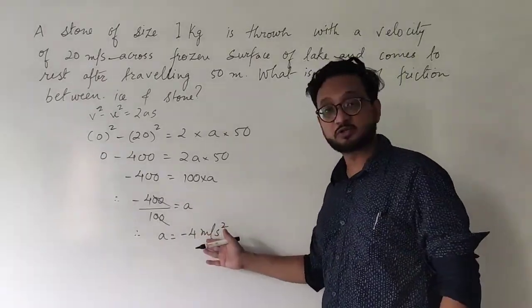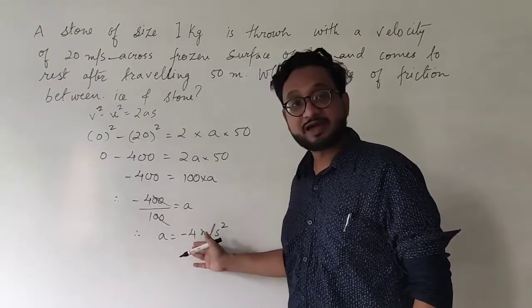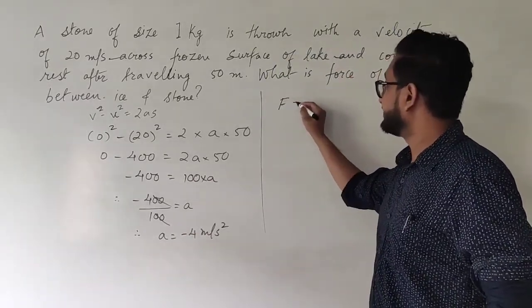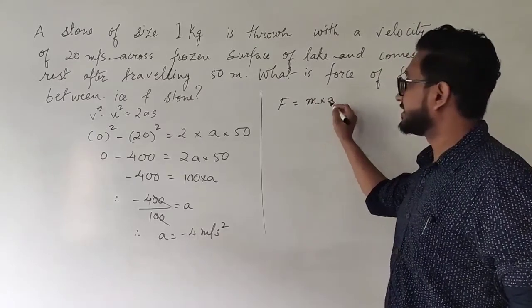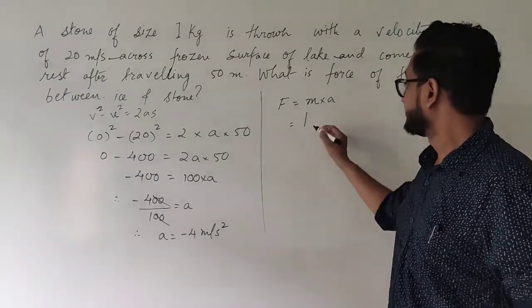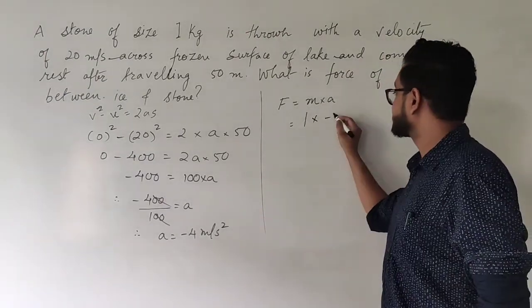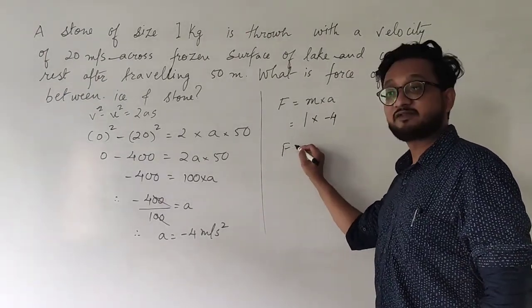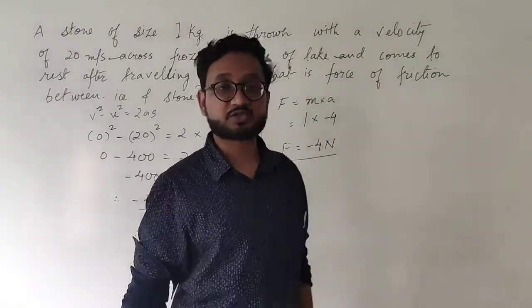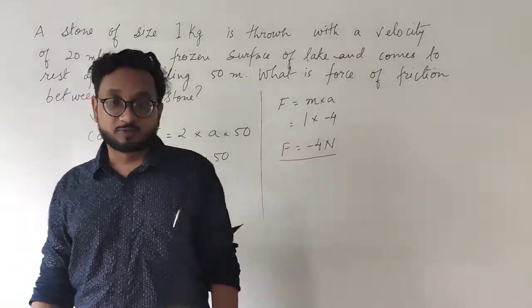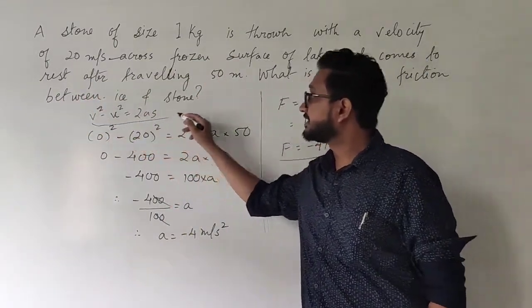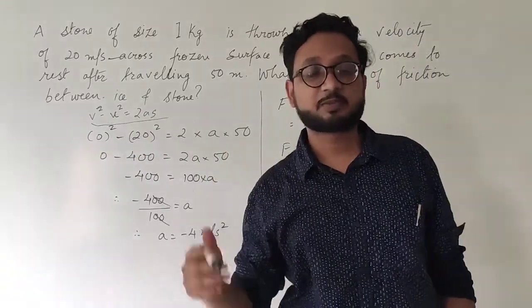So all you need to do is now simply apply this acceleration in the formula of force. So ultimately force F is equal to m into a. Mass is 1 kg, it is already in kg, so no need to convert anything, into acceleration, that is minus 4. So what you get, F is equal to minus 4 newtons. Quite simple actually. Okay. Once again, let me remind you, you will need to learn these equations of motion that we studied in the previous chapter.